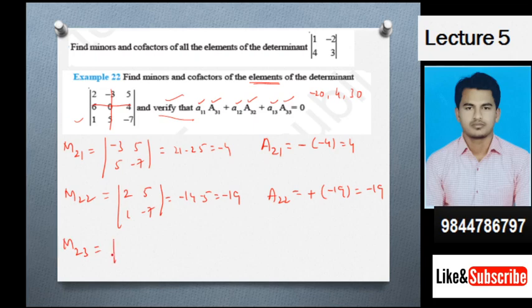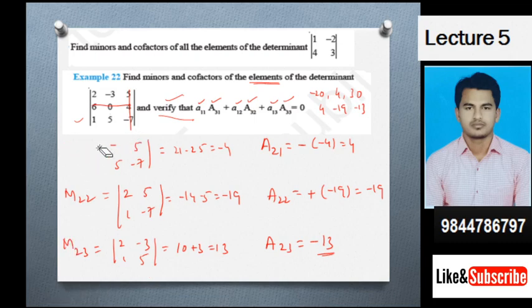M23, it means eliminating the second row with the third column, that is 2 minus 3 1 5, 10 plus 3, that should be equal to 13. A23 is an odd position, so minus of 13. We get here the cofactor, which is minus 13.